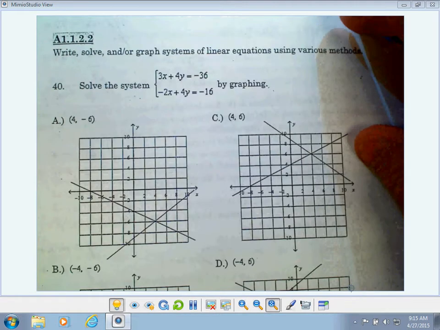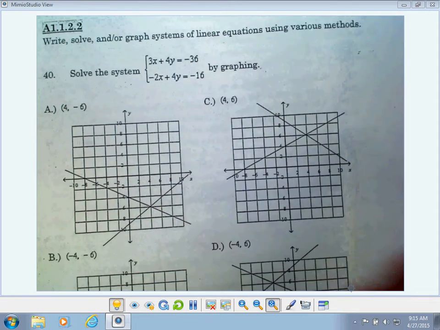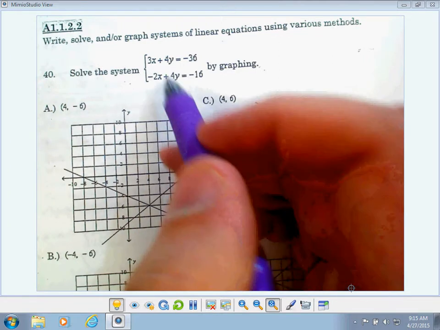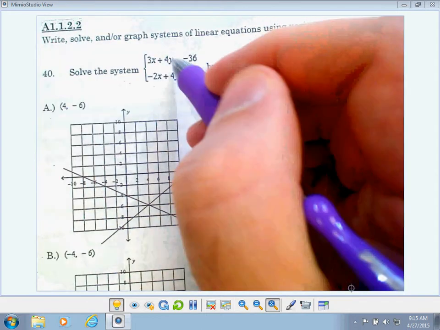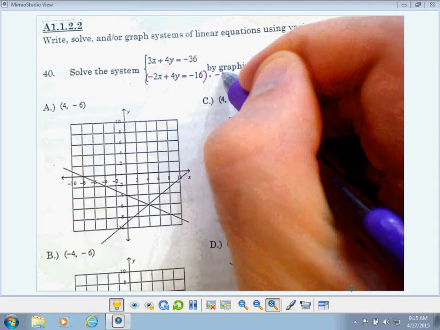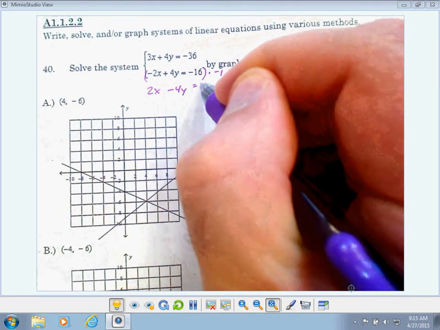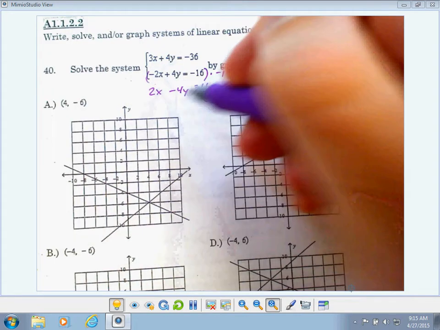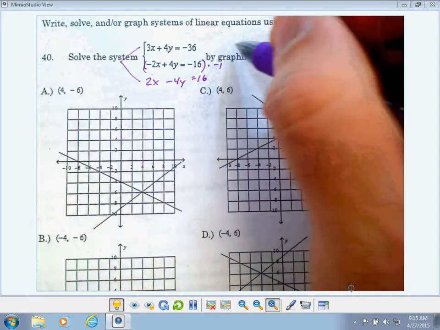And I would say, well, yeah, you could solve it by graphing, but why? I would never solve this by graphing. If it were me, I would do elimination because I see the x's, y's, and numbers lined up together. The only thing is these 4's don't cancel. I'm going to multiply this bottom one by negative 1. That'll make 2x minus 4y and positive 16. The reason I do that is now I can combine them together, the top one and the bottom one.